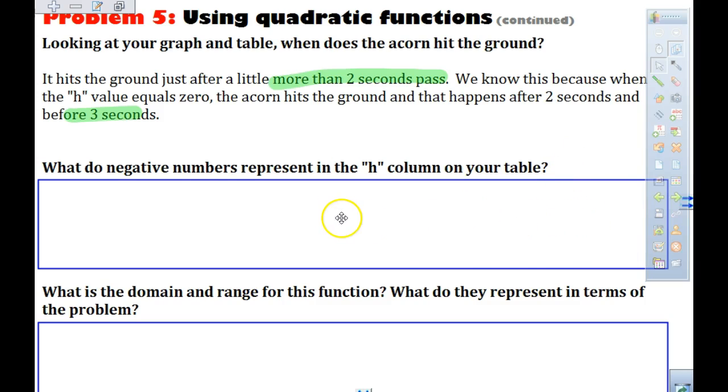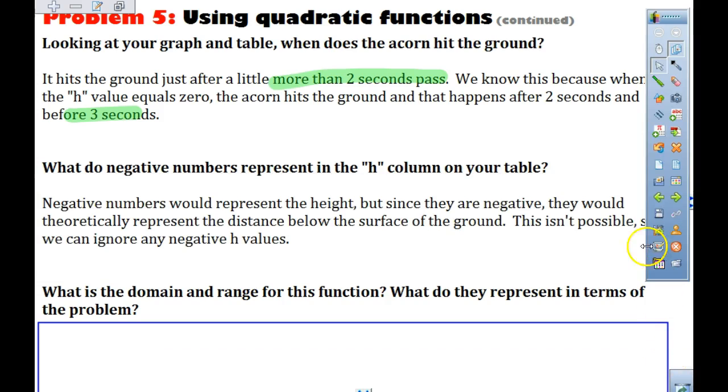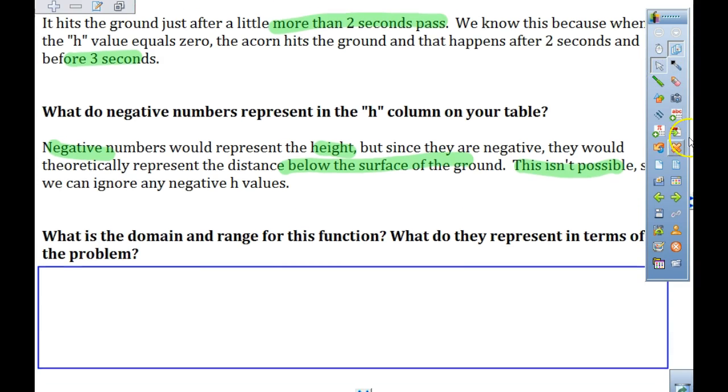It says, why do negative values represent that? Again, a lot to write down. The key thing I want you to put down is that negative height would represent below the surface, and that isn't possible. You can't go below negative 74 feet. It is not like a rocket shooting down into the earth. It is just an acorn falling off a tree. It hits the ground, it's not moving.